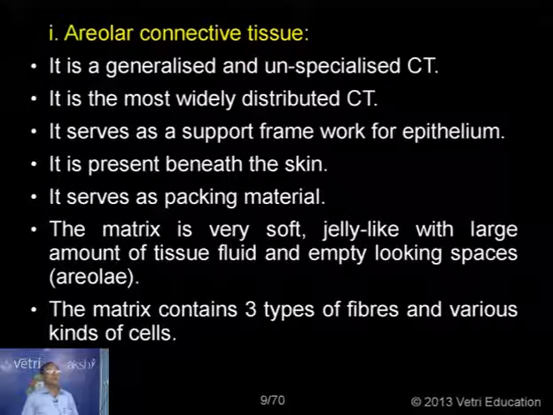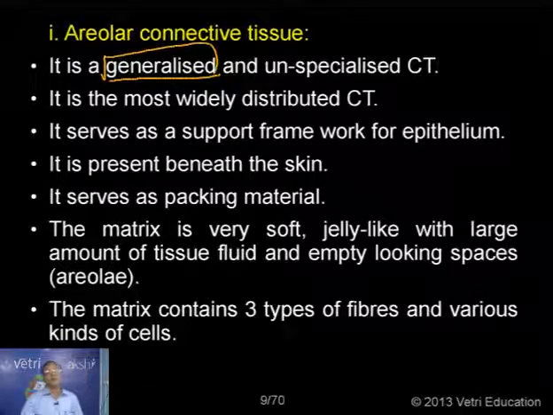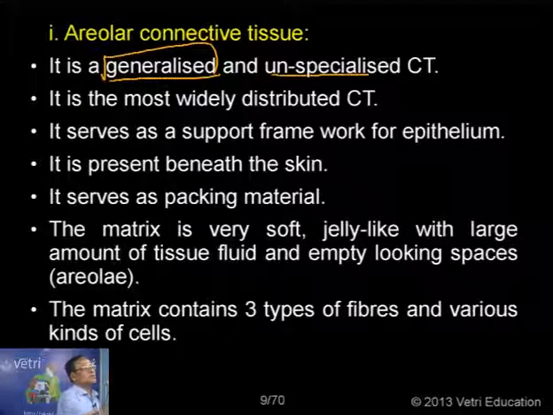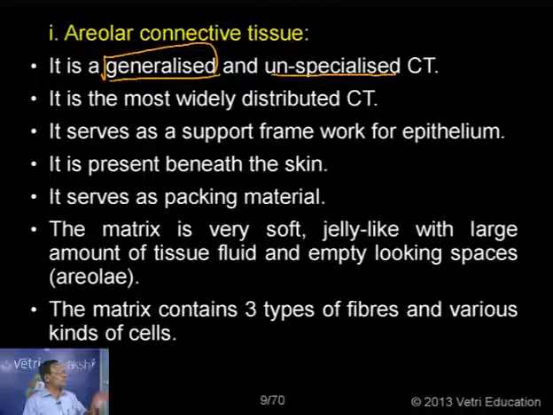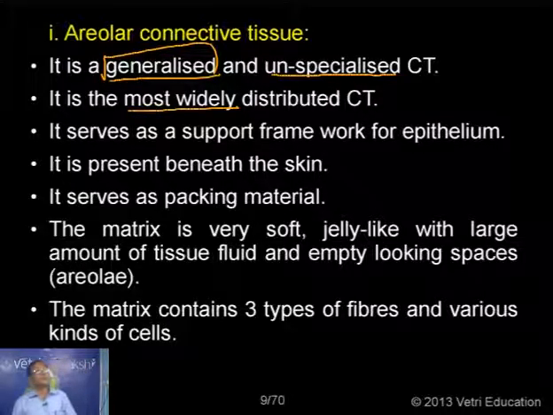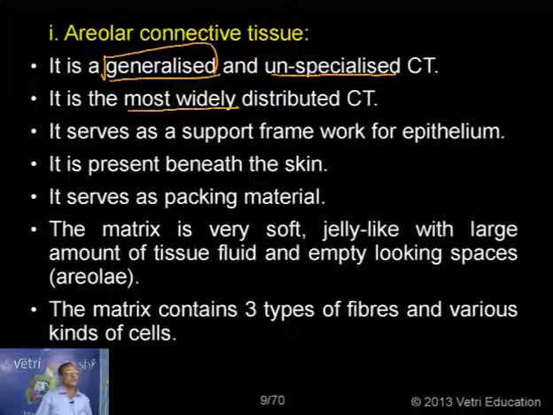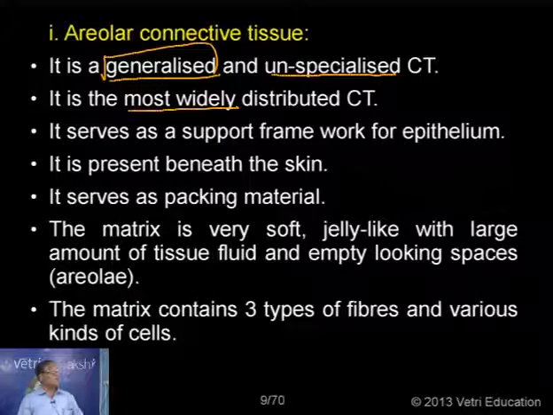Areolar connective tissue. This is the most abundant one and also a generalized one. The meaning of that is there is no specialization, which is why it is given here as unspecialized. When I use the word generalized, it is found all over the body and also no specialization happens. So it is generalized and unspecialized connective tissue. I mentioned earlier it is most widely distributed, meaning most abundant in the body. Among connective tissues, the main one present in large amount is areolar connective tissue. Now what is its function?